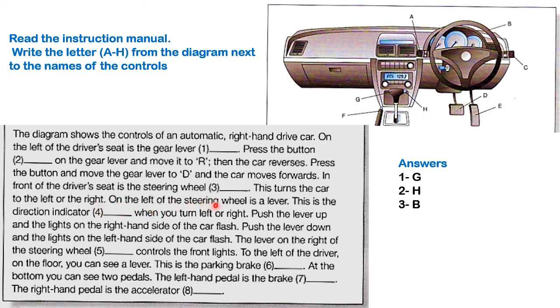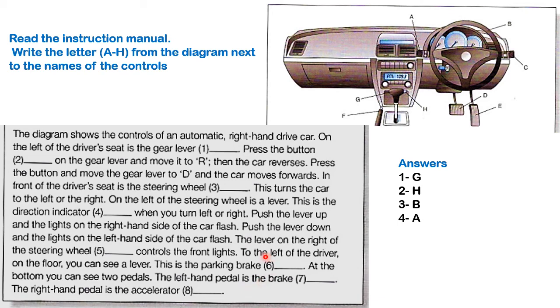On the left of the steering wheel is a lever. This is the direction indicator when you turn left or right. So, where is the direction indicator? This is the steering wheel. So, where is this direction indicator? Yes, it's A. A here is the direction indicator. Okay, push the lever up and the lights on the right hand side of the car flash. Push the lever down and the lights on the left hand side of the car flash.